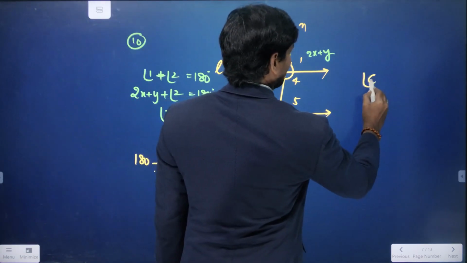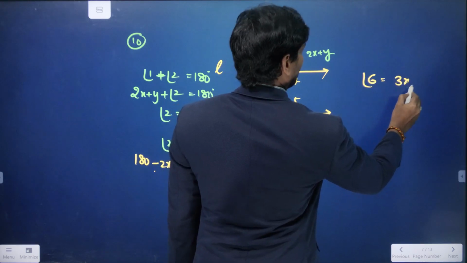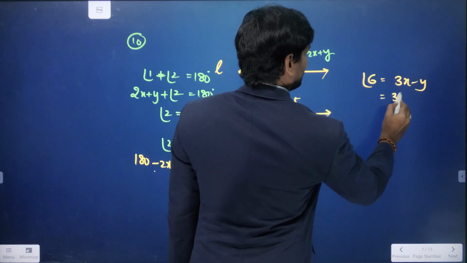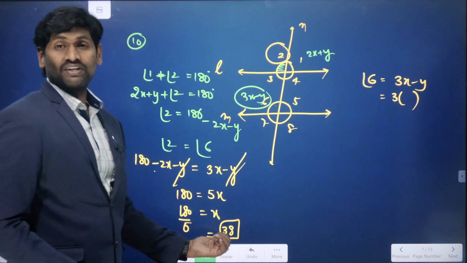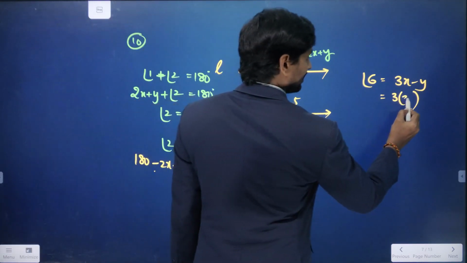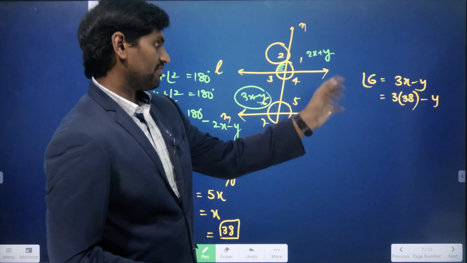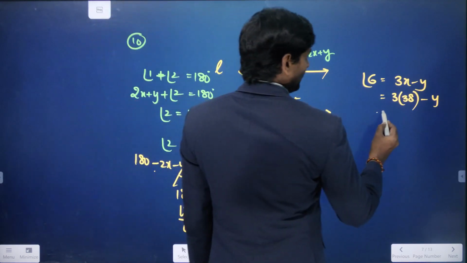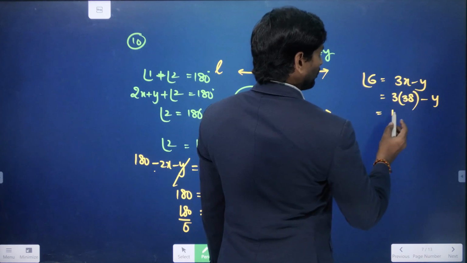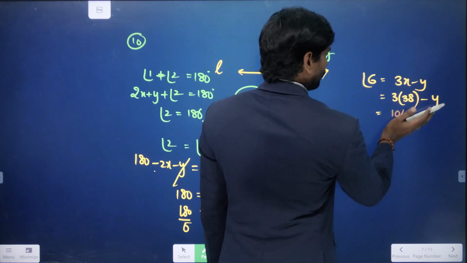Angle 2 and angle 6 are the same now. 3x minus y. That means 3 into, in the place of x we can substitute 38, minus y. We should express it in terms of y. That's why I left it like that. 3 30s are 90. 3 8s are 24. So 114.